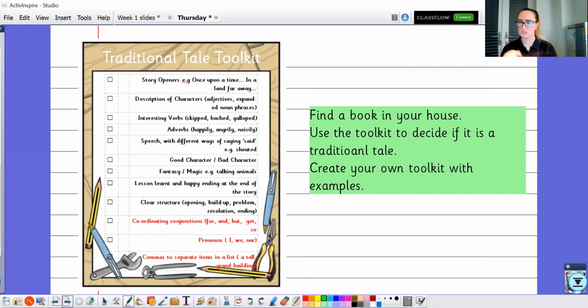Has it got a clear structure? Has it got that beginning, middle, end, and so on? Has it got fantasy and magic characters? We know that pigs and wolves don't talk. So there's the fantasy for that. I wonder if you can find a book in your house and you might want to sort them out into piles on whether you think it's a traditional tale or not. Maybe you might find some other features and some other similarities that traditional tales have as well.